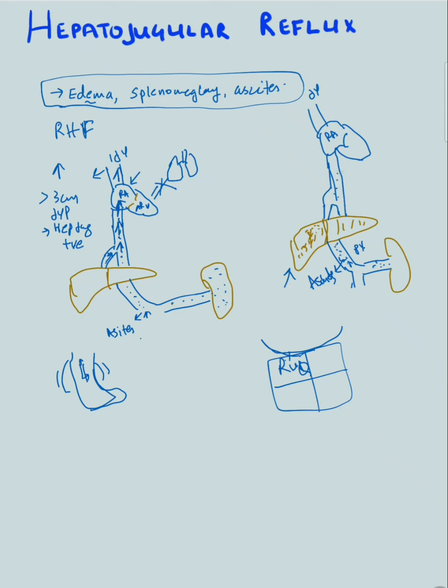Because there is no blood backup here. The blood is backing up below the liver. So this is a test that differentiates between right heart failure and cirrhosis if a patient presents with edema, splenomegaly, and ascites. So clinically, you can differentiate by this test. Hope this was clear. So this is cirrhosis, and the reflux here is negative.